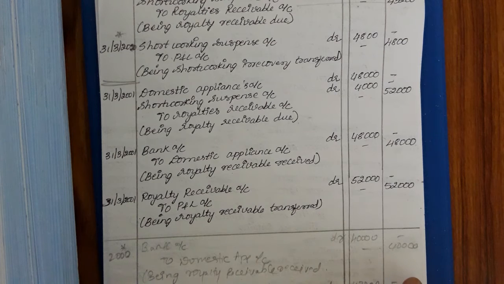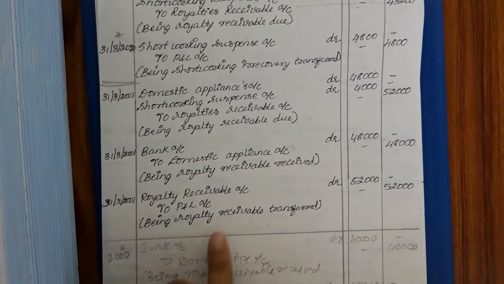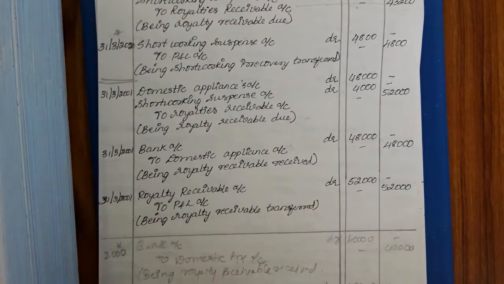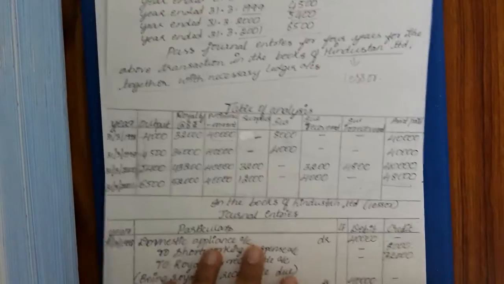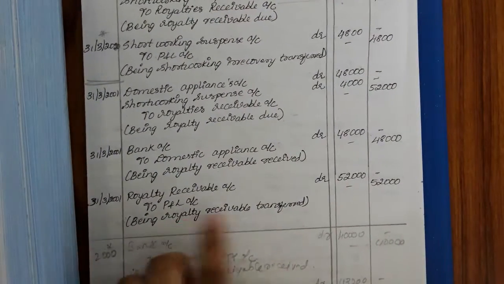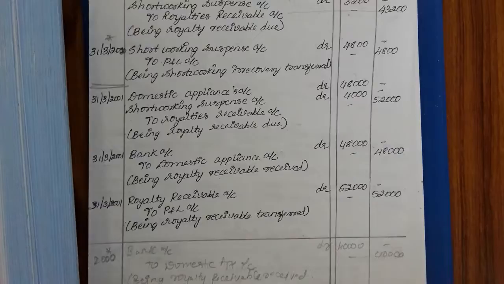And then finally, the entry is for transferring the royalty to the P&L account. What is the entry for transferring the royalty? Royalty receivable account debit to profit and loss account. The actual royalty received, you will be writing over here. It is 52,000, being royalty receivable transferred. So there is no irrecoverability of royalty, right?